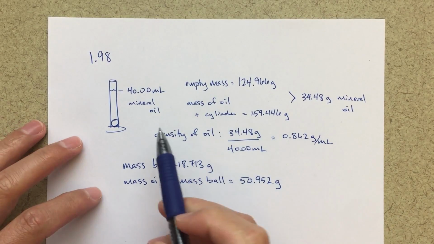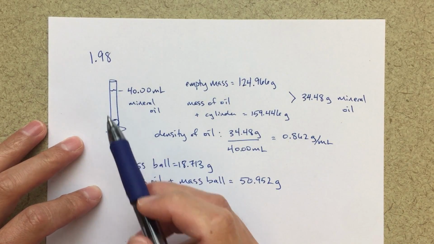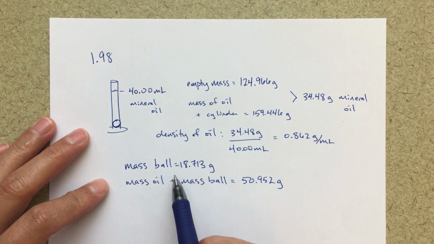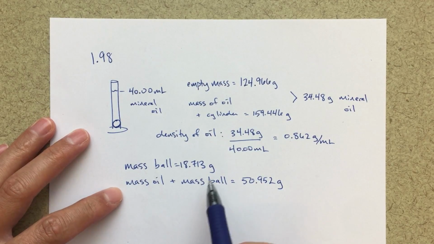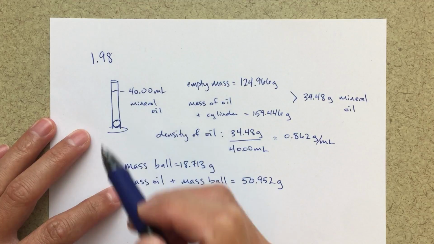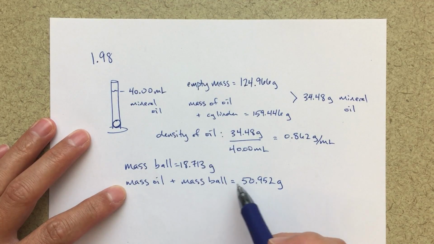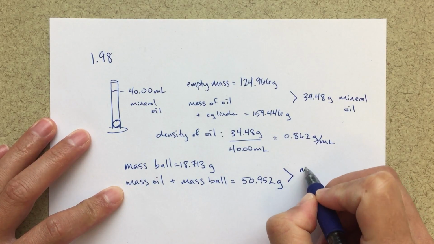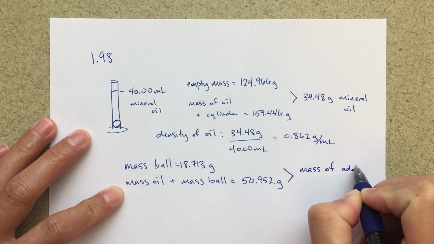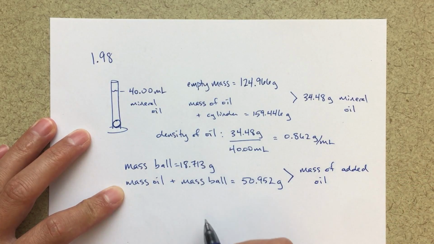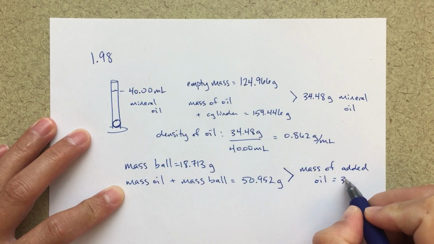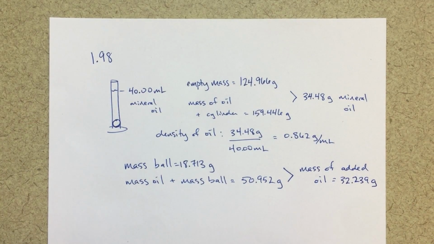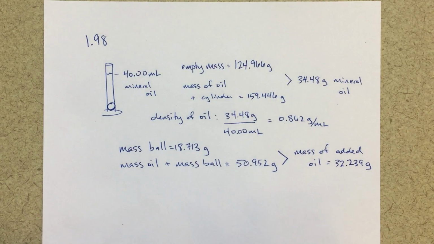So basically what it's telling us is that we did this first experiment. Now experiment number 2, we're going to add the ball in first and then fill it all the way up with mineral oil. Now we can weigh what happens on the scale. The mass of the ball by itself is 18.713 grams, and then the mass of added oil to get back up to that 40 milliliter mark, plus the mass of the ball, equals 50.952. So from this information, we can figure out the mass of added oil. The difference between these two numbers should be the mass of the added oil, which is 32.239 grams.